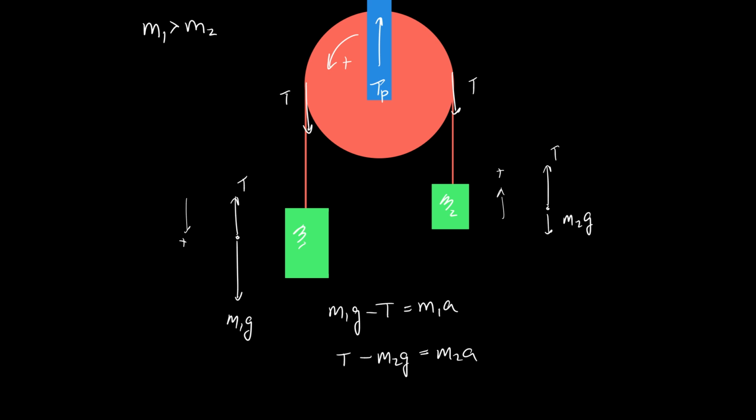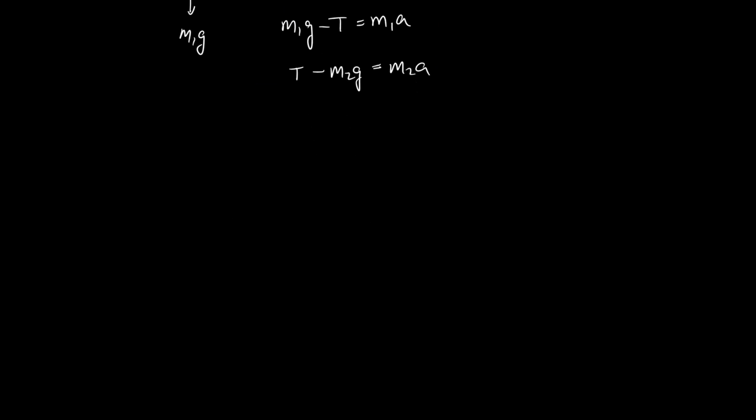That's all you have to do for Newton's laws. We want the tension, but I think it's actually easier to eliminate tension first and find acceleration. So we'll do that first. I'll add these two equations and I'll get M1G minus M2G equals M1 plus M2 times A.